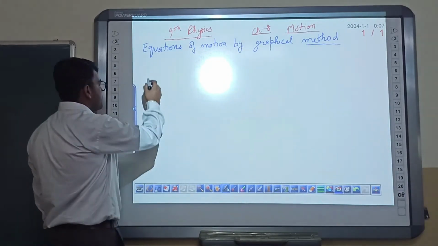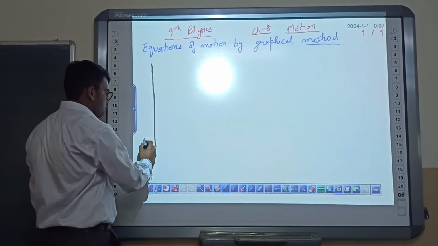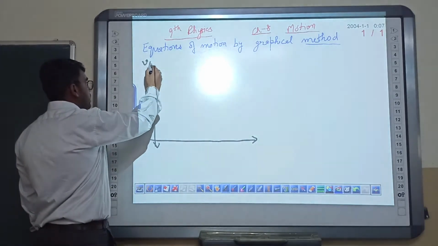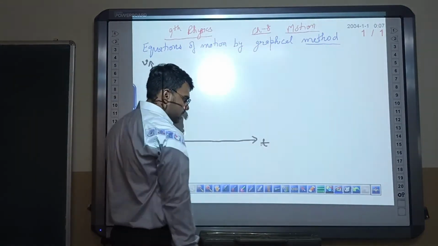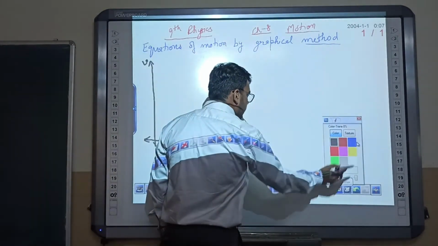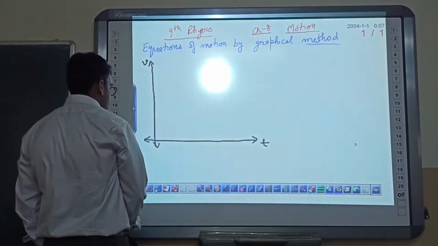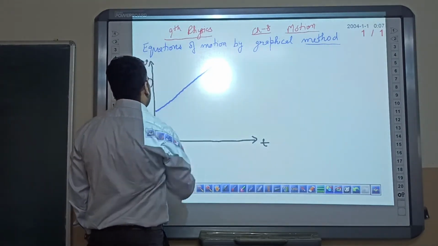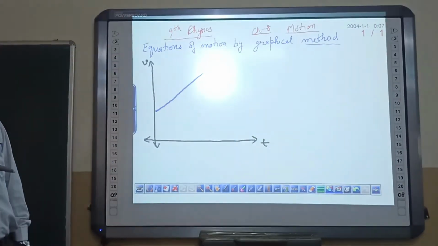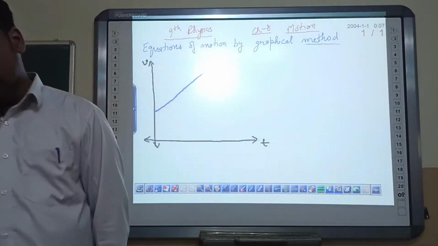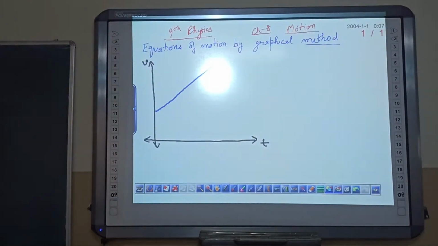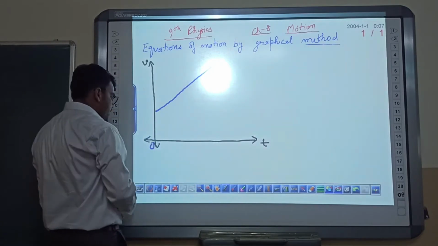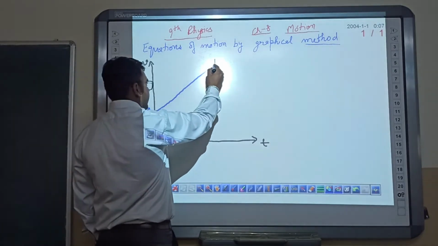So let us say we have a VT graph for uniformly accelerated motion. Let us say this is the velocity axis, this is the time axis. Next thing, let us assume that the object has some initial velocity u, and this is the straight line graph we observe when the object is in uniformly accelerated motion. This is the origin. Let us say this point is A, this point is B.